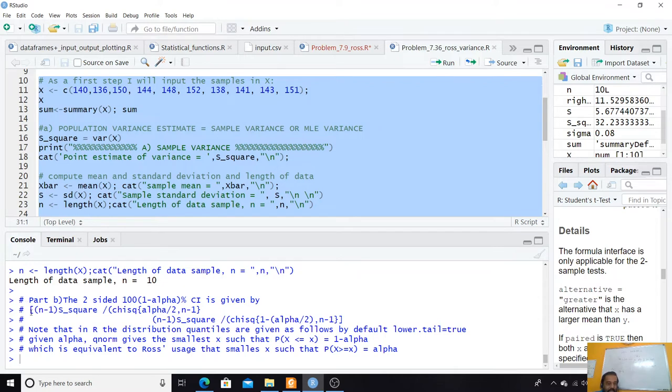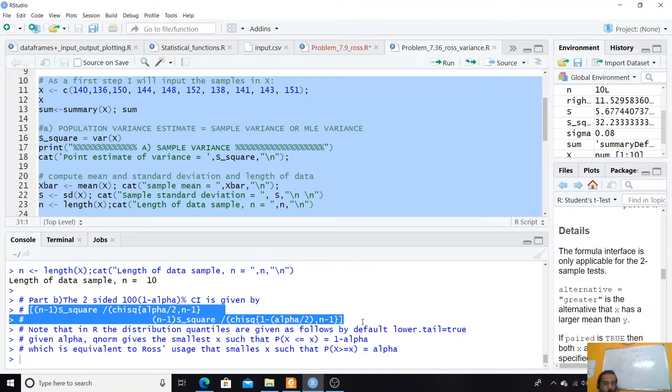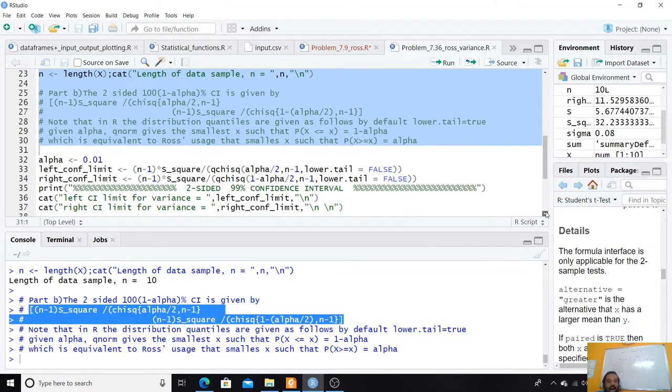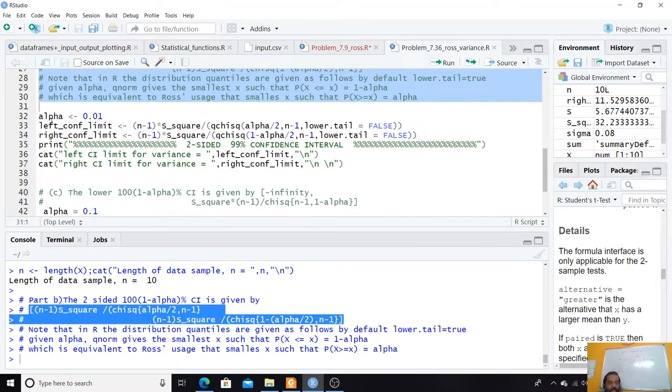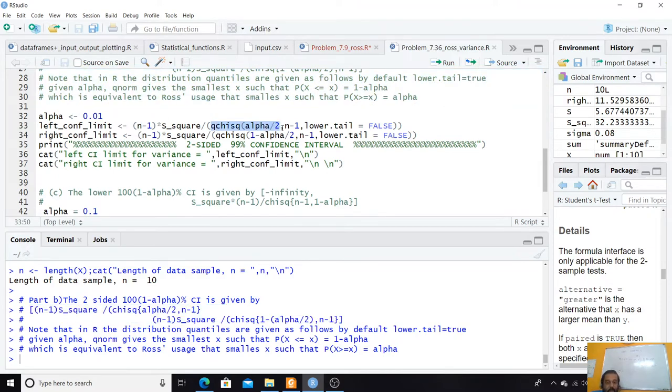Now, this is what I just showed you in the module 6 handout. These are the two sides of the two-sided confidence interval. Here, you have to be able to find the chi-square point, and the chi-square point in R is extremely straightforward. You do qchisq of alpha by 2, give the degrees of freedom, and say lower tail is false. So it is giving you that quantile point.